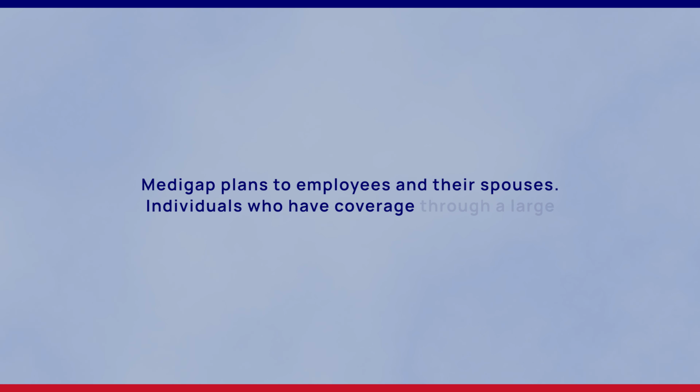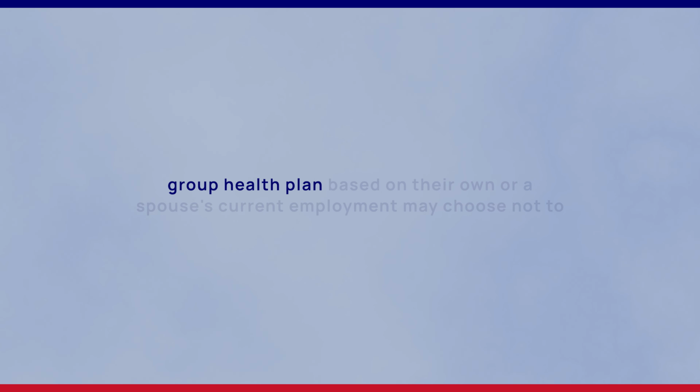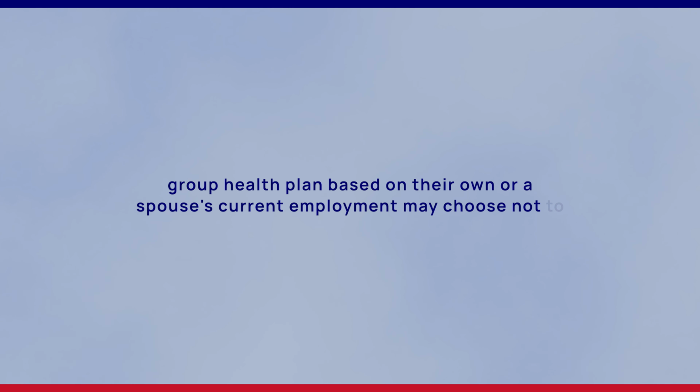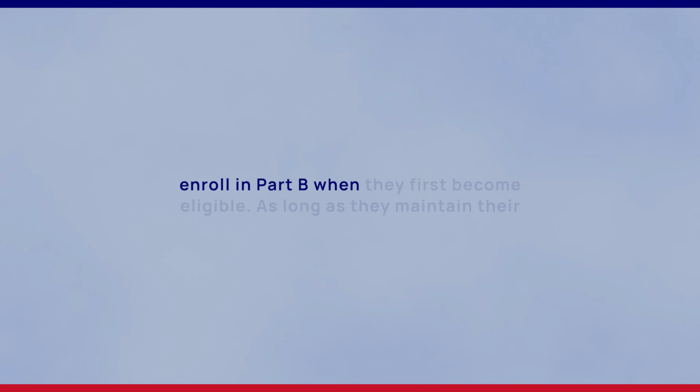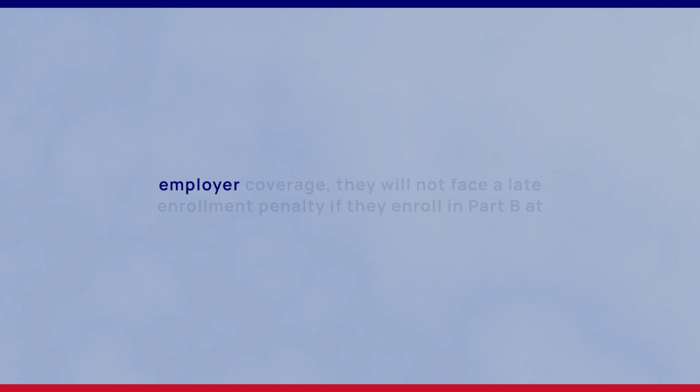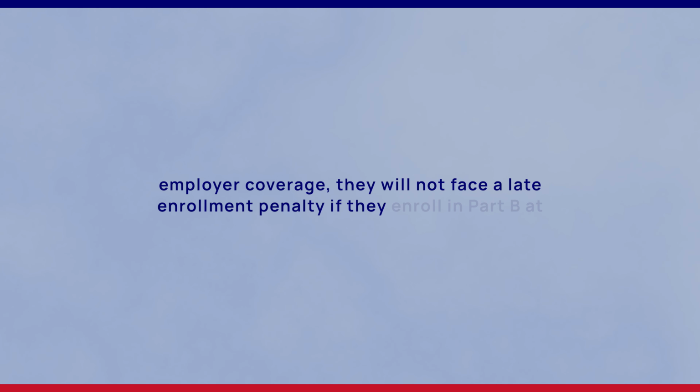Individuals who have coverage through a large group health plan based on their own or a spouse's current employment may choose not to enroll in Part B when they first become eligible. As long as they maintain their employer coverage, they will not face a late enrollment penalty if they enroll in Part B at a later date.